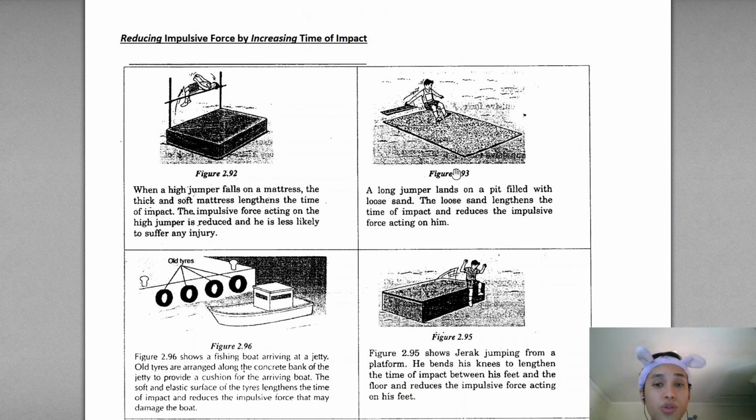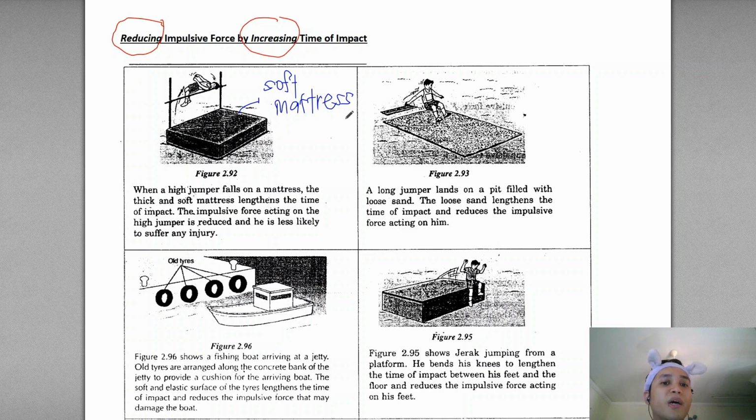All right. So we are going to look at a few examples where we need to know when to reduce the impulsive force, when to increase the impulsive force. Now, the first one is to reduce impulsive force by increasing the time of impact. Okay, so high jump, there's a reason why we put a mattress, and the mattress normally is a soft mattress. The reason why we are putting a soft mattress is because the soft mattress will increase the time, hence the impulsive force will be lower.